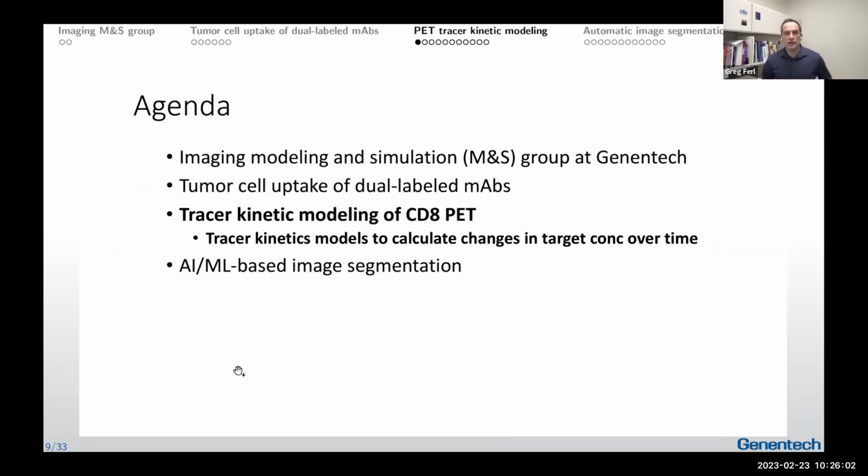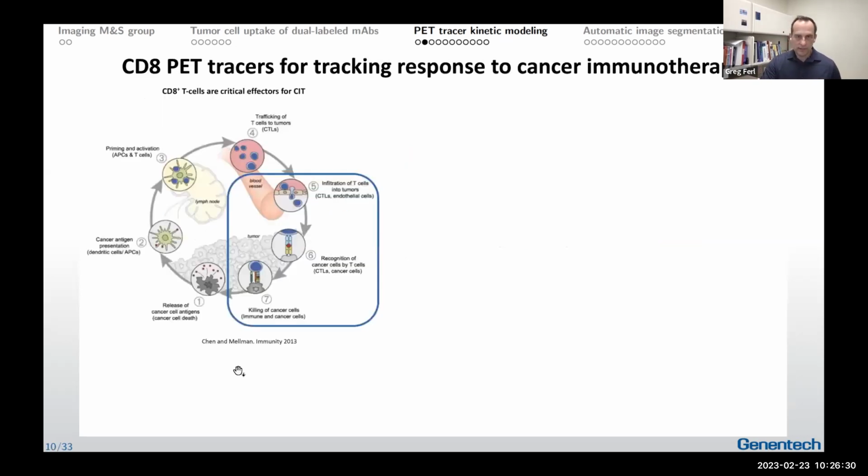So the next section, I'll focus on tracer kinetic modeling of CD8 PET data. And so the core objective here is to develop tracer kinetic models to calculate changes in CD8 concentration over time, especially changes in CD8 concentration clinically on treatment. These are cancer patients who are undergoing cancer immunotherapy.